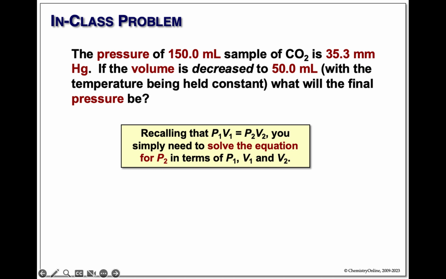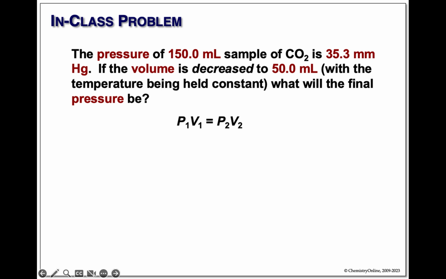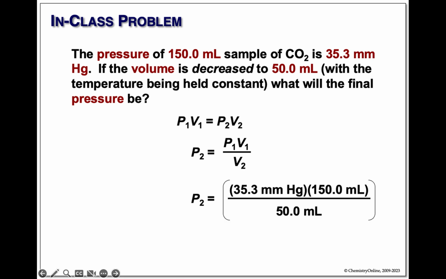So, take our expression and solve it in terms of P2. Simply divide by V2. Now we look at our problem. P1 is 35 millimeters, V1 is 150 mils, V2 is 50 mils. We substitute. Milliliters will cancel. 35 times 150 divided by 50, 106 millimeters of mercury.